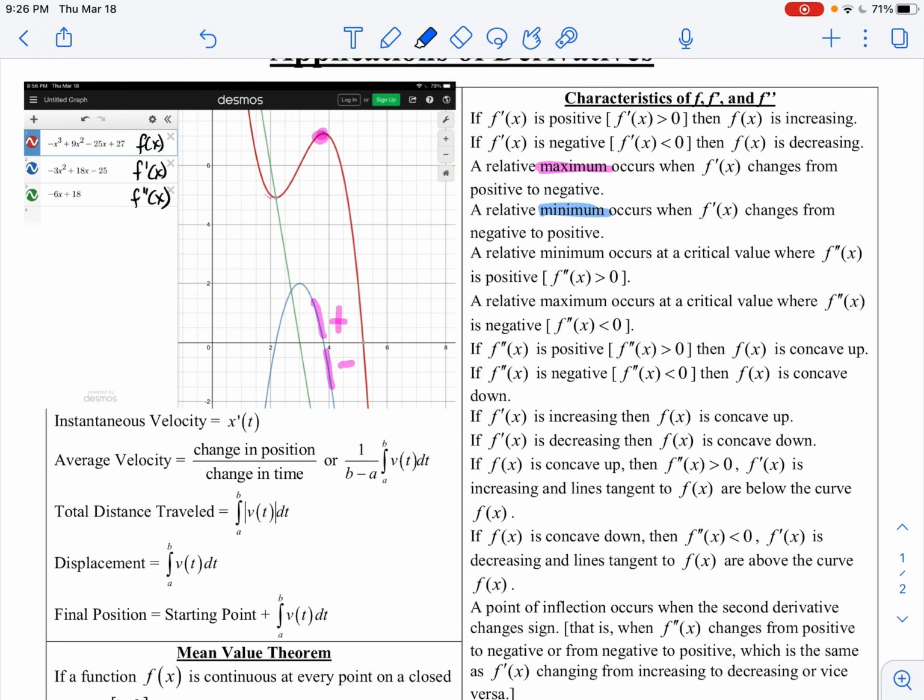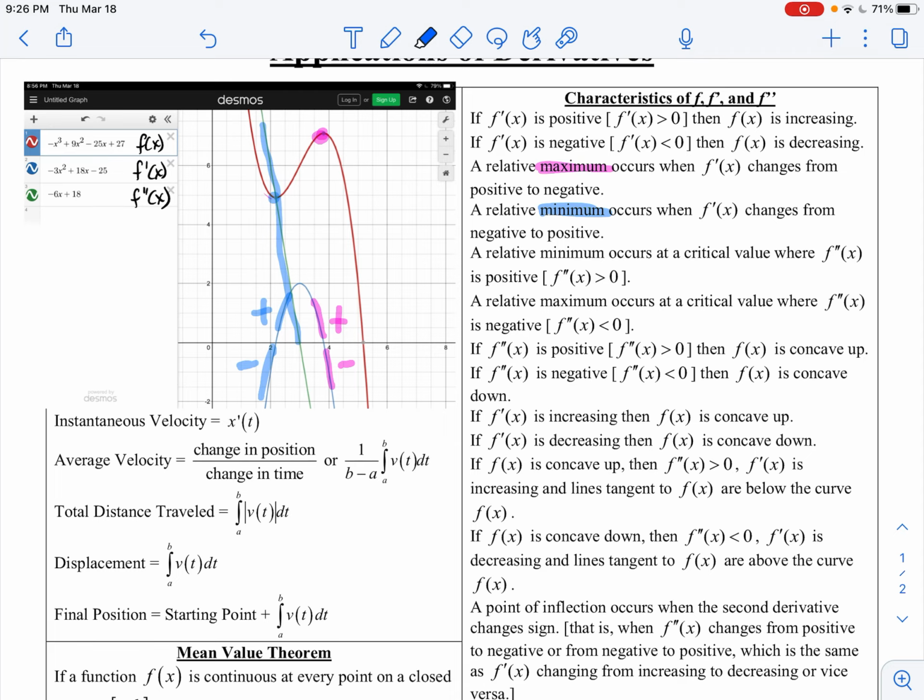This is going to occur when f prime of x changes from negative to positive. So I'm going from negative to positive, and that's where I'm going to have this minimum in my f of x graph. We have a relative minimum occurs at a critical value where f double prime of x is positive. So if I'm looking at this minimum right here, that's going to line up with a critical value where f double prime is positive. So I have a minimum here. That is where my f double prime is positive, to where it is above the x-axis.